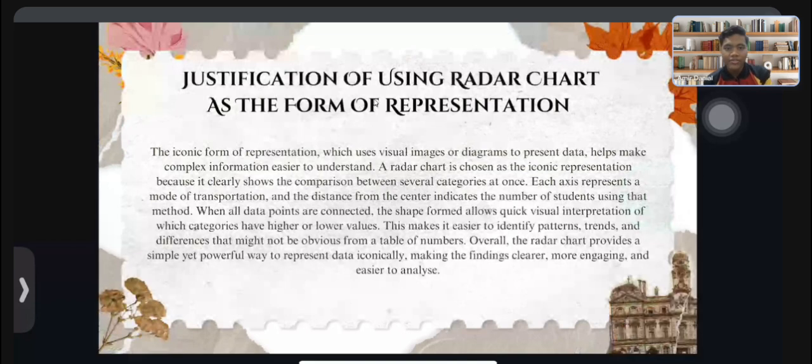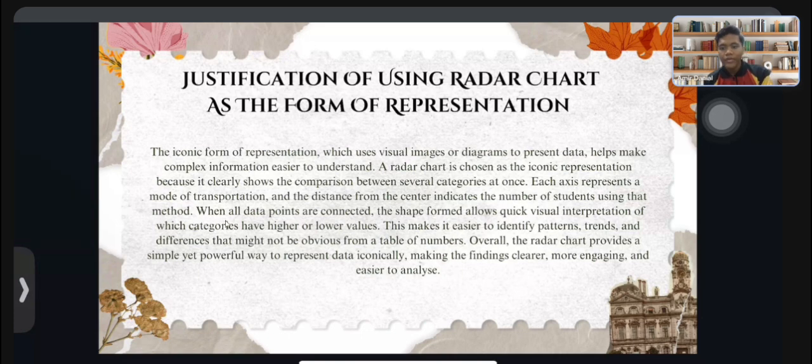The justification of using a radar chart as the form of representation. The iconic form of representation, which uses visual images or diagrams to present data, helps make complex information easier to understand. A radar chart is chosen as the iconic representation because it clearly shows the comparison between several categories at once. Each axis represents a mode of transportation, and the distance from the center indicates the number of students using that method.